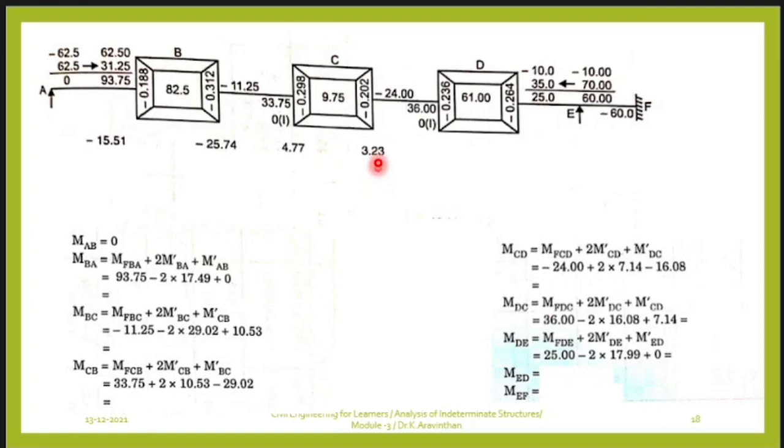Okay. Now you can go to joint D. At joint D, you have 61 plus 3.23. What is your answer? 64.23 into minus 0.236, minus 15.16. Next, 61 plus 3.23, that is 64.23 into minus 0.264, minus 16.96. Now your first iteration is over.